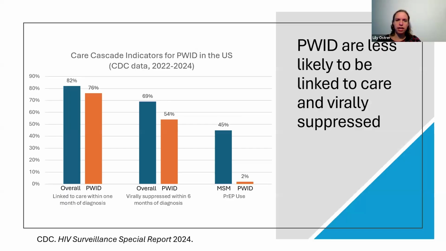When we talk about the care cascade, this is the cascade of being diagnosed, linked to care, retained in care, and then virally suppressed. We know that people who inject drugs are less likely to be linked to care and virally suppressed than the overall population of people living with HIV. This is CDC data from 2022 to 2024 that shows that people who inject drugs are less likely to be linked to care within 1 month of diagnosis: 76% among people who inject drugs versus 82% overall. And people who inject drugs are significantly less likely to be virally suppressed within 6 months of diagnosis: 54% versus 69% overall.